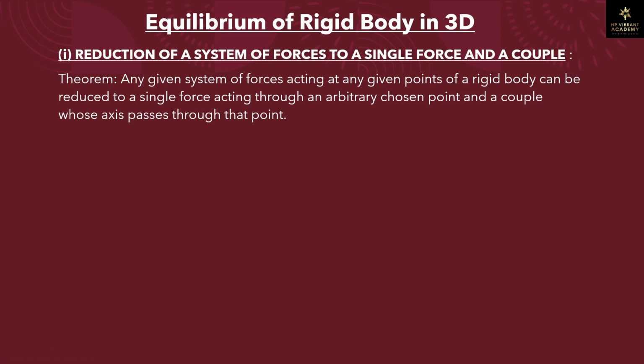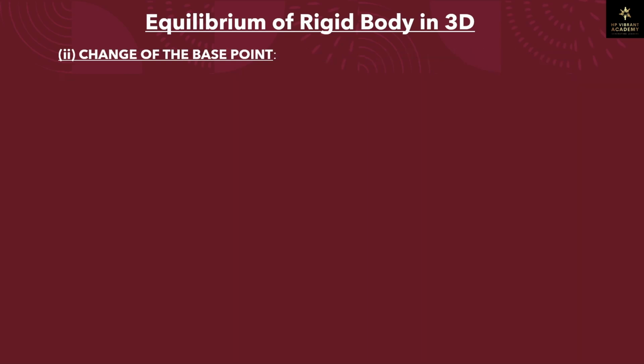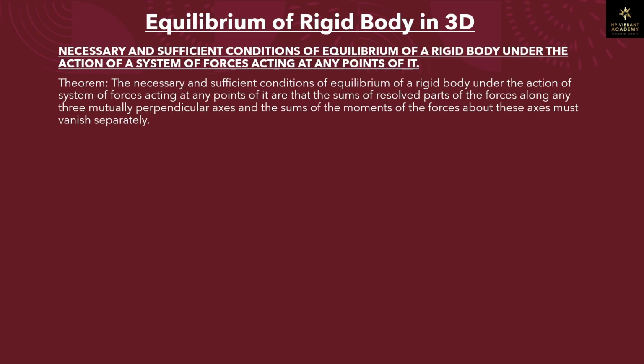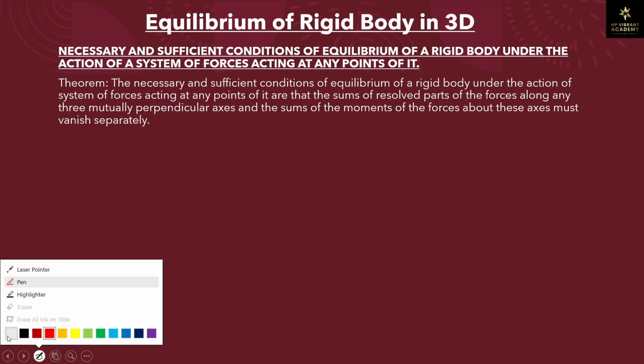In the last lecture, we discussed the reduction of a system of forces to a single force and a couple. Also, we discussed the change of the base point. So let us move further. What are the necessary and sufficient conditions of equilibrium of a rigid body under the action of a system of forces acting at any points of it? Let us discuss this.